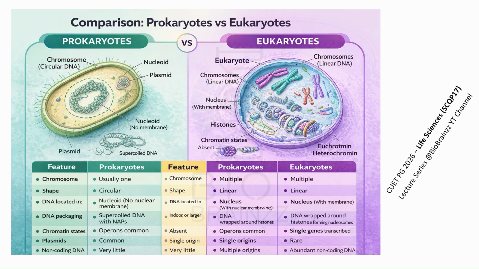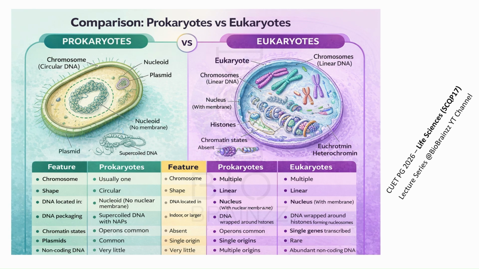They contain multiple chromosomes and these chromosomes are linear. The DNA is enclosed inside a membrane-bound nucleus. DNA is wrapped around histone proteins forming nucleosomes and chromatin. Here we clearly see different chromatin states, euchromatin and heterochromatin. Plasmids are rare in eukaryotes. Eukaryotic genomes contain large amounts of non-coding DNA and genes are usually transcribed individually rather than in operons.